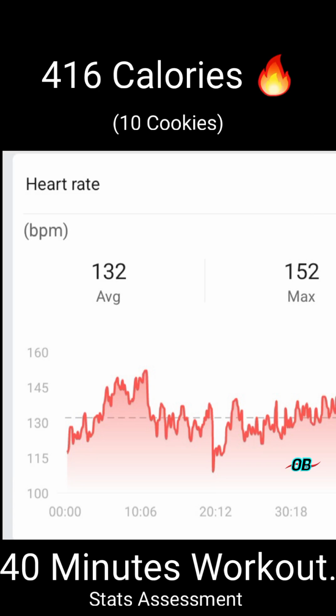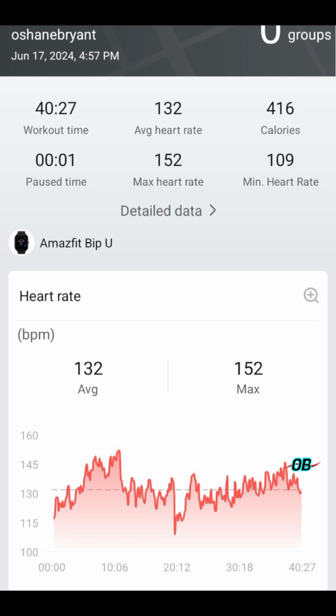With a 40-minute workout, I burned 416 calories. This is equivalent to 10 cookies. Keep this in mind: this discussion is not about me bashing you for wanting to eat cookies. It's just me using it as a reference for how much work it takes to burn 10 cookies.